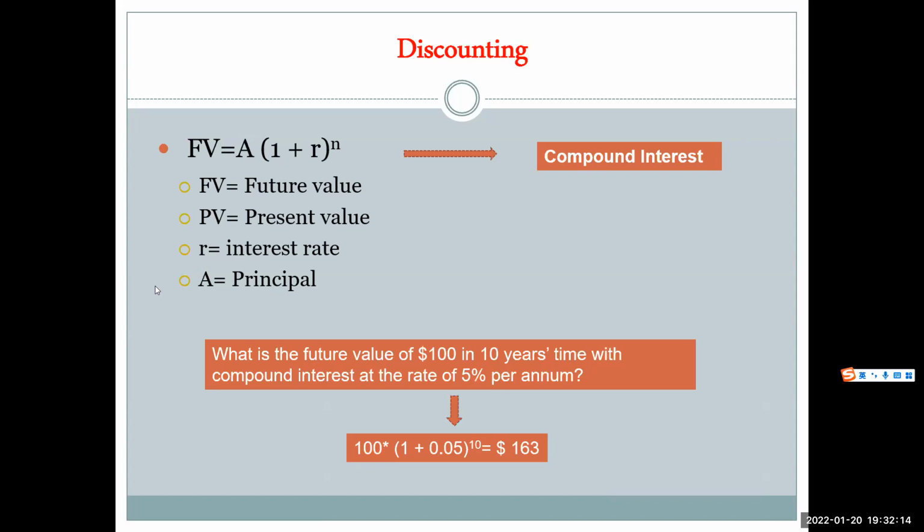When discussing the discounting function, normally we will consider its future value. For example, for the future value we will consider the compound interest. So, for example, what is the future value of $100 in 10 years' time, with compound interest at the rate of 5% per year? This formula calculates its future value as 163.